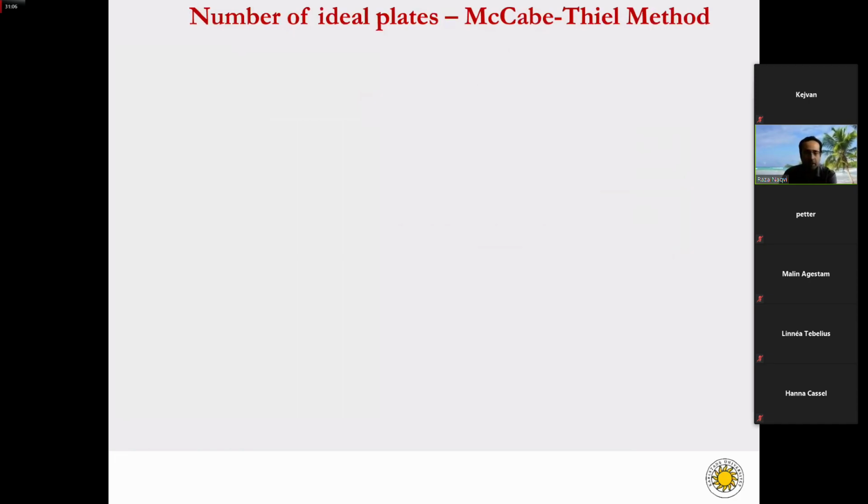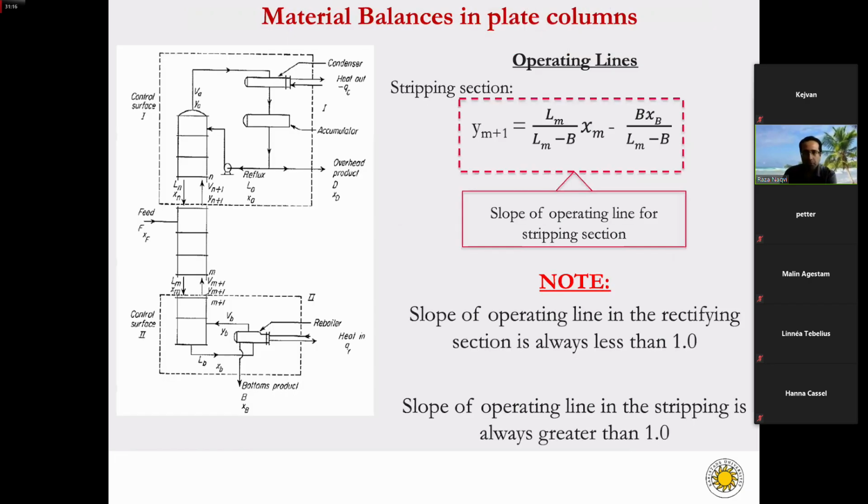Before I start giving you step by step how you can calculate the number of ideal plates or ideal stages in a distillation column, I would like to ask if you have any questions around the operating lines or any other question. Otherwise, I will start with how you can perform the McCabe and Thiele method. Do we have any question?